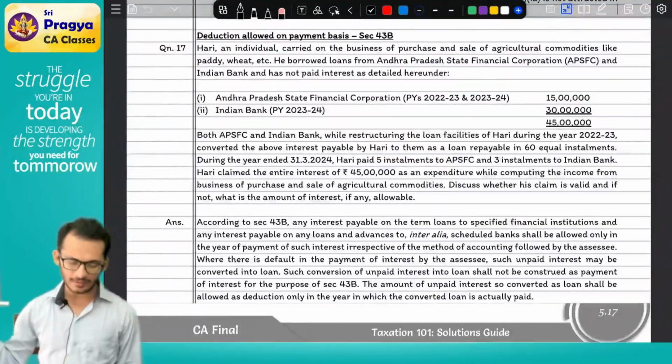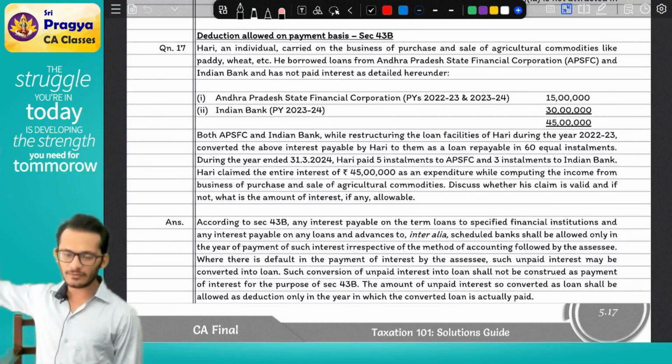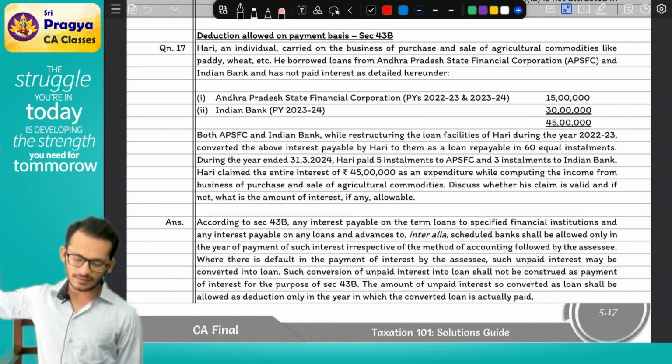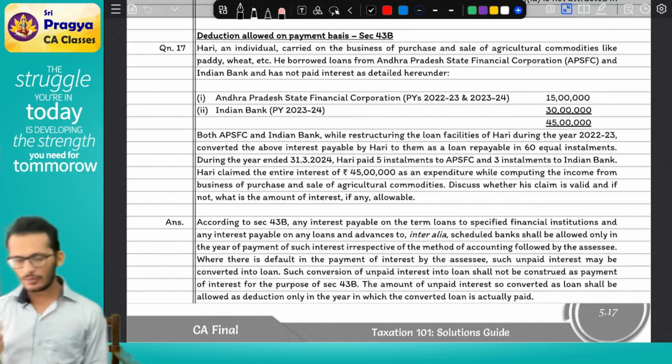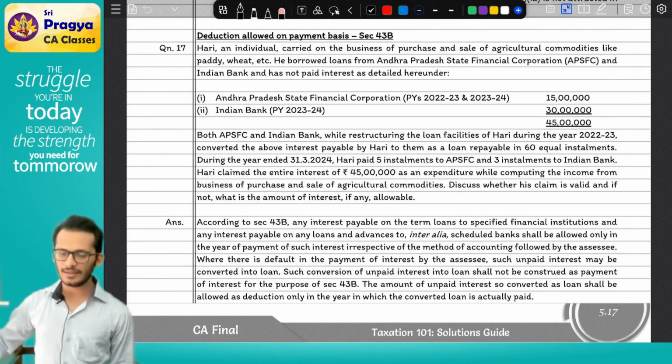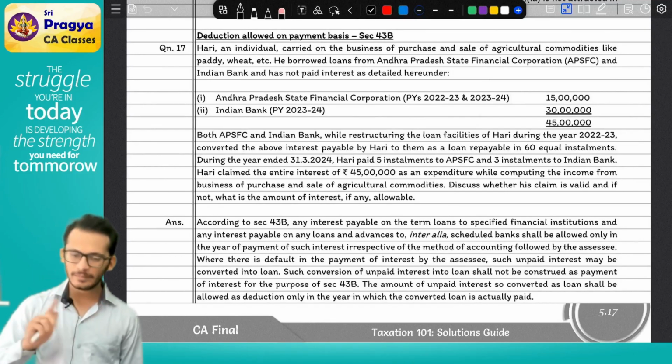The question is basically saying Hari is an individual. He has been given 15 lakhs worth of interest and 30 lakhs worth of interest. Total is 45 lakhs. Out of this 45 lakhs, he's converting it into installments and then paying some amount. A very straightforward question. You just have to put the numbers. Try it yourself. It will be an easy question for you to answer.